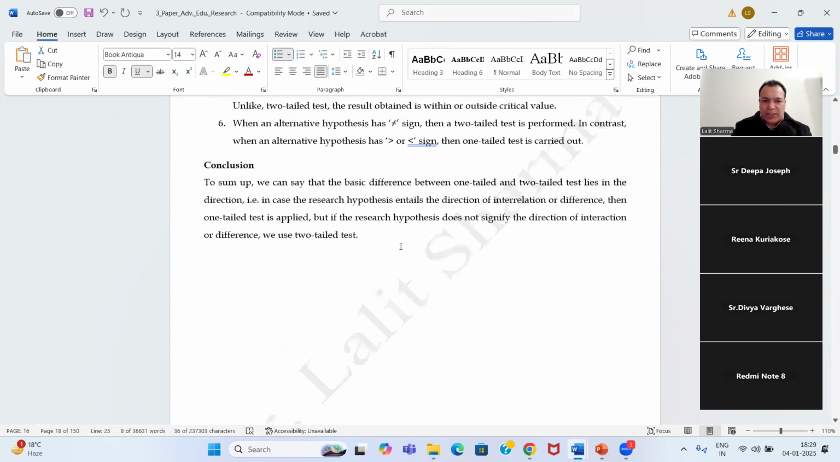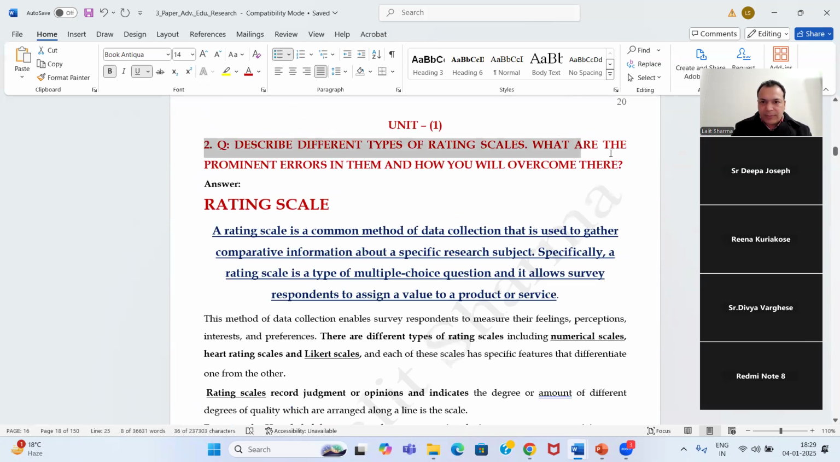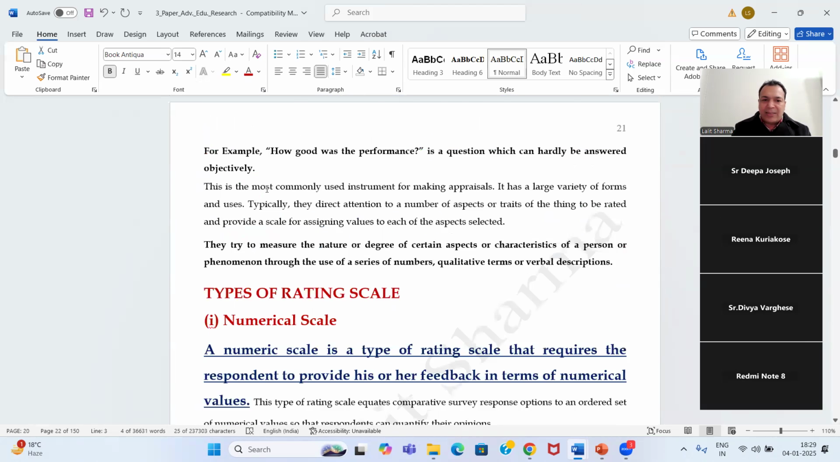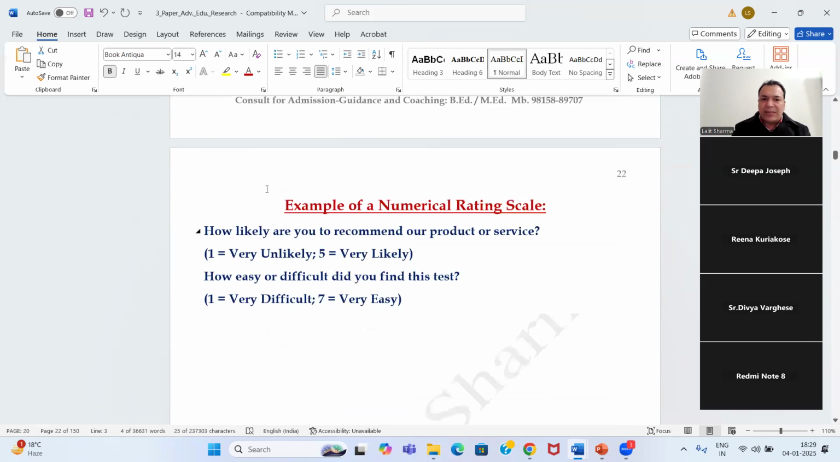Then, this is the long questions, rating scales, if you remember. We have already done it, right? Types of rating scales, what prominent error, how to remove that. Rating scales, all the types of rating scales. You can see that.